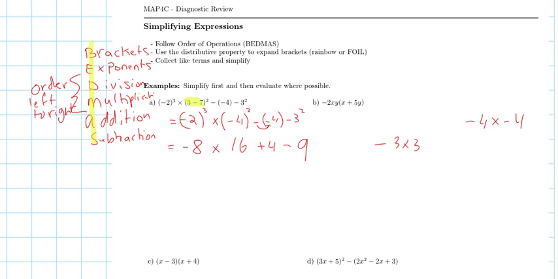Perfect. Okay, so what's negative 8 times 16? Negative 128. Then I have plus 4 minus 9. And now I can put all of this on the calculator, and that's going to be negative 133.